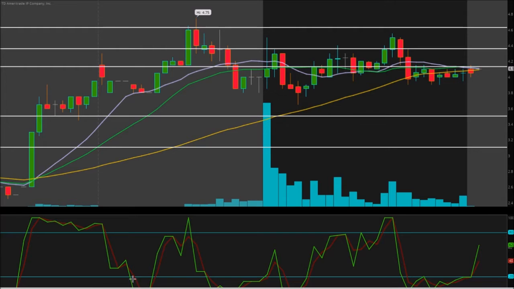This time we're taking a look at ticker symbol VCEL. That's Vericel Corporation. The chart we're looking at today is a 15-minute chart. Each candlestick on this chart represents 15 minutes of trading. We go back to the start of the after-hours trading yesterday into the pre-market today.